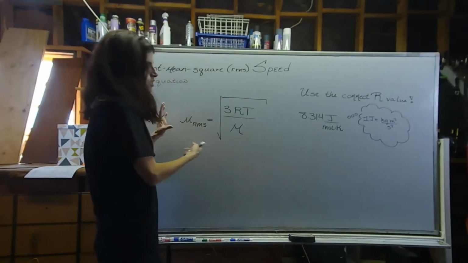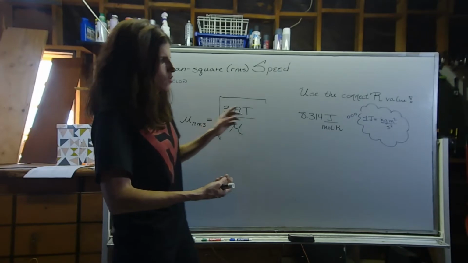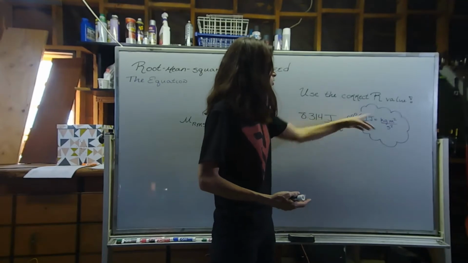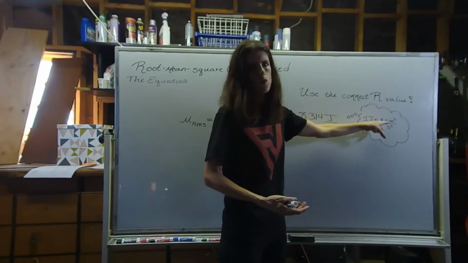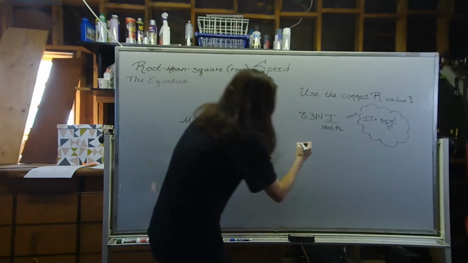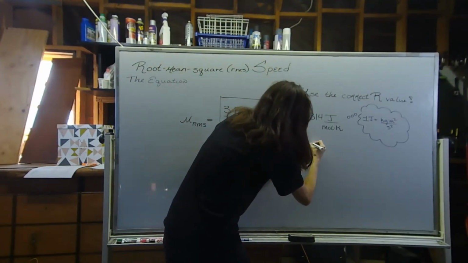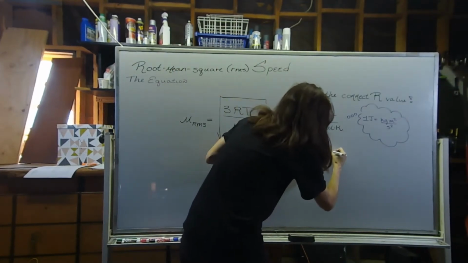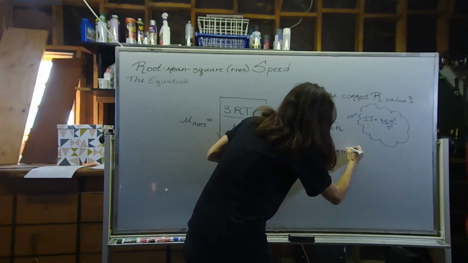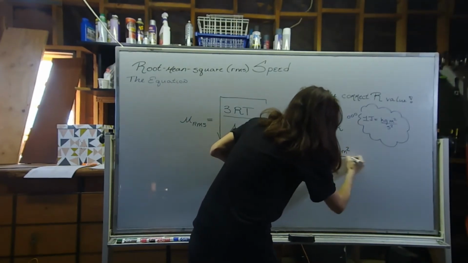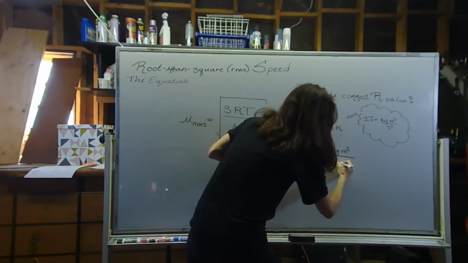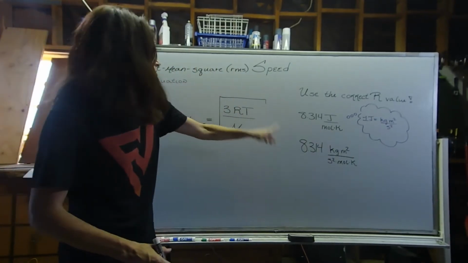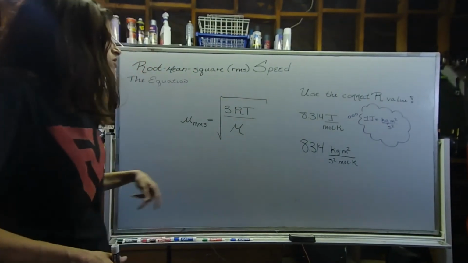However, we're looking for a speed at the end of the day. So we want our units to make sense and match up. So remember, joules is equal to kilograms times meters squared over seconds squared. So when I use R in this particular equation, I'm going to use the substituted version. So I'm going to do kilograms times meters squared divided by seconds squared times moles times Kelvin. That's what I'm going to use when we go through these examples, and you should use it too.